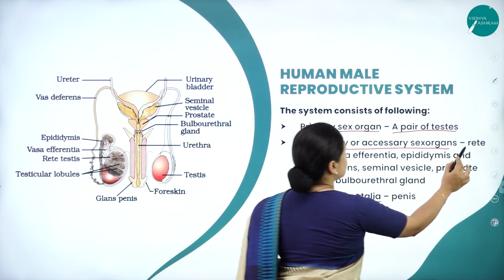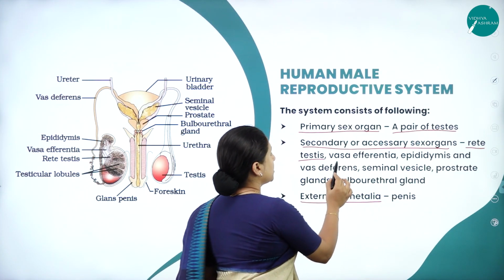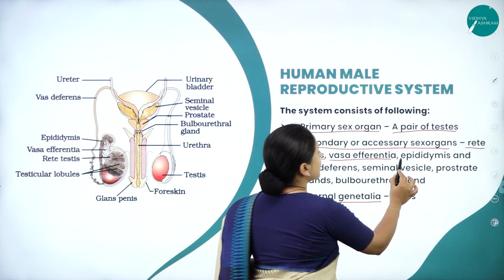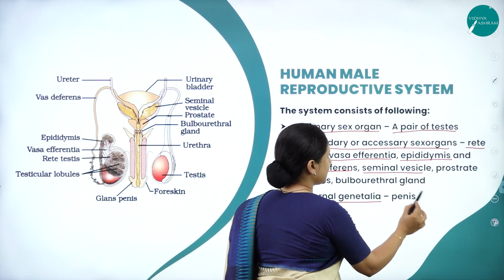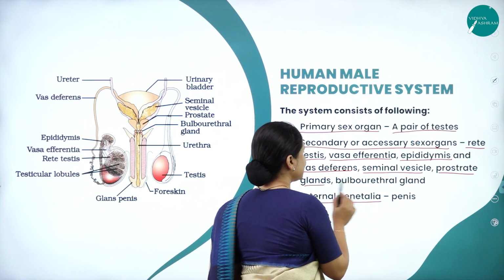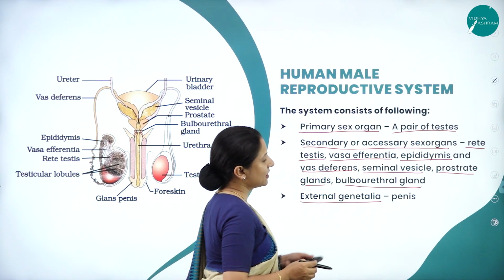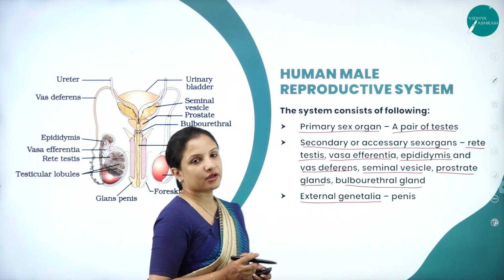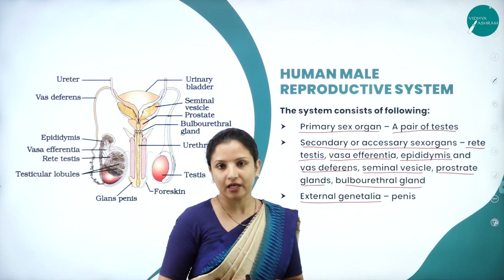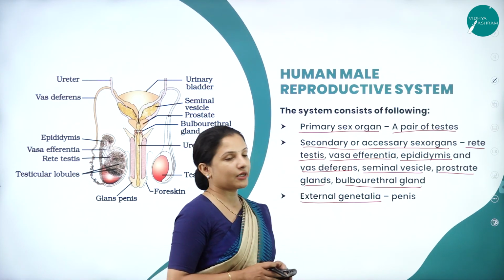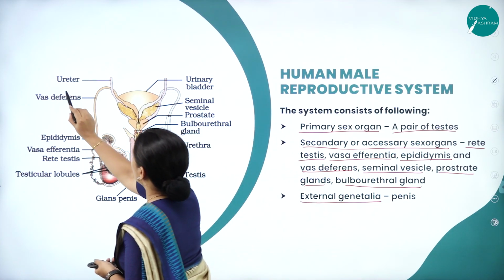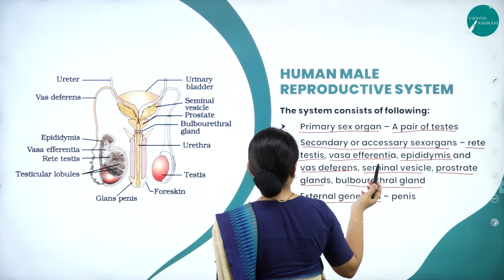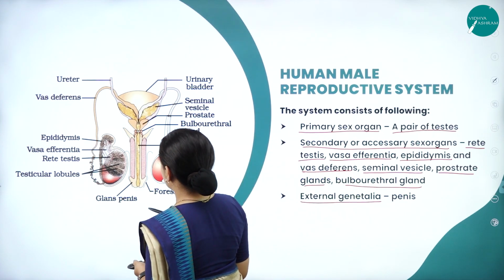In that there is the rete testis, the vasa efferentia, the epididymis, the vas deferens, the seminal vesicle, the prostate gland, and the bulbourethral glands. The prostate gland and the bulbourethral glands actually secrete certain hormones, whereas the rest of them form the parts of the testis. We had studied about the vas. The accessory organs start from the rete testis.